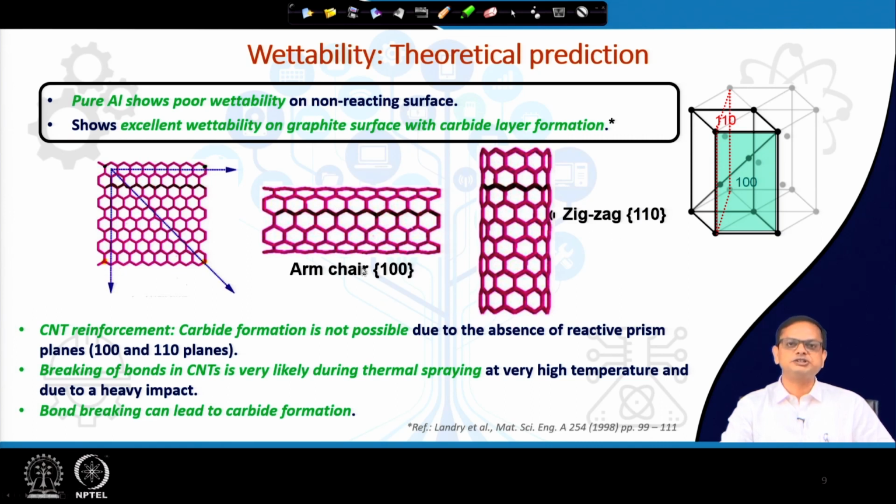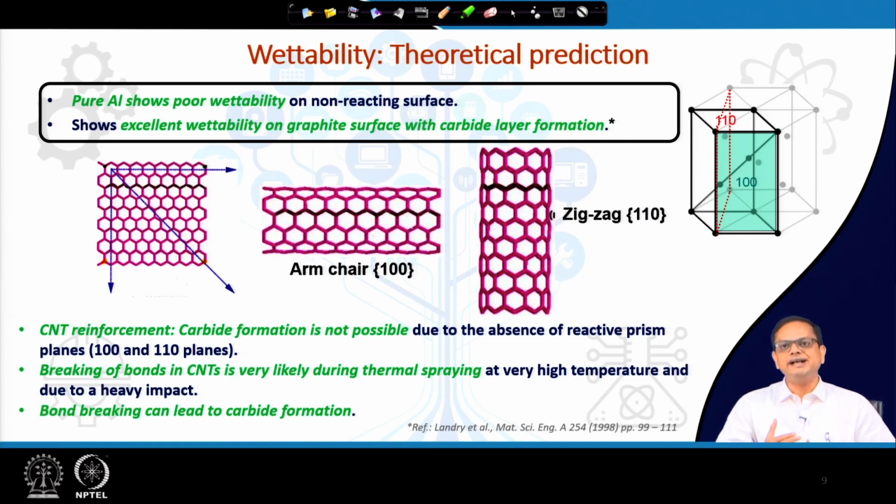So, one basically gets rolled in the 100 plane, and in the other case, the zigzag case, it gets rolled along the 110 plane. Okay. Now, what is the importance of these two planes? Why am I talking about these two planes? Because these 100 and 110 planes are called prism planes in the graphene structure.